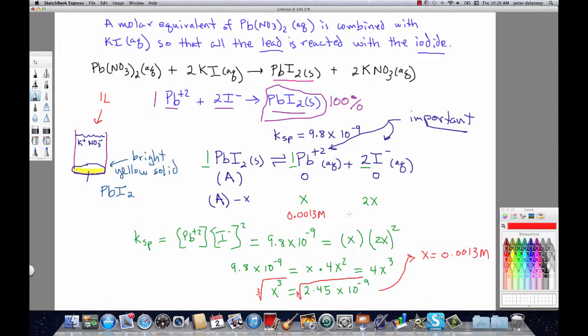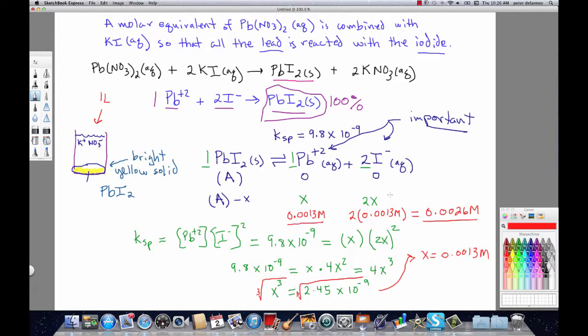And the concentration of the iodide will be 2 times that value. So the iodide concentration will be equal to 0.0026 molar.